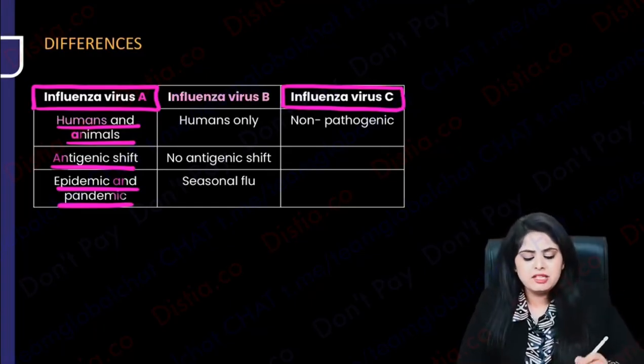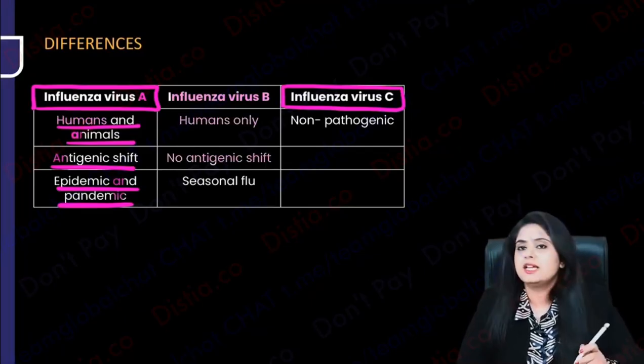Whereas influenza B is poor thing, it does not have any antigenic shift, it is only in humans, not in animals, and it will cause seasonal flu, no epidemics or pandemics.